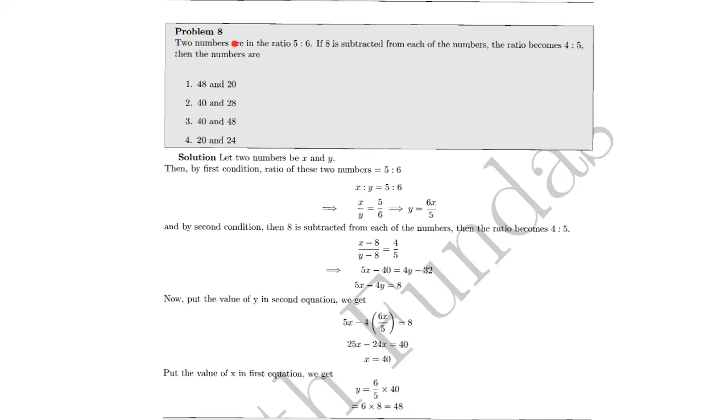Let's see problem number 8 now. In problem number 8, the question is that two numbers are in ratio 5:6. If 8 is subtracted from each of the numbers, the ratio becomes 4:5. Then the numbers are. In the question it is given that two numbers are in the ratio 5:6. If 8 is subtracted from both the numbers, then the ratio becomes 4:5. Then we have to find the numbers.